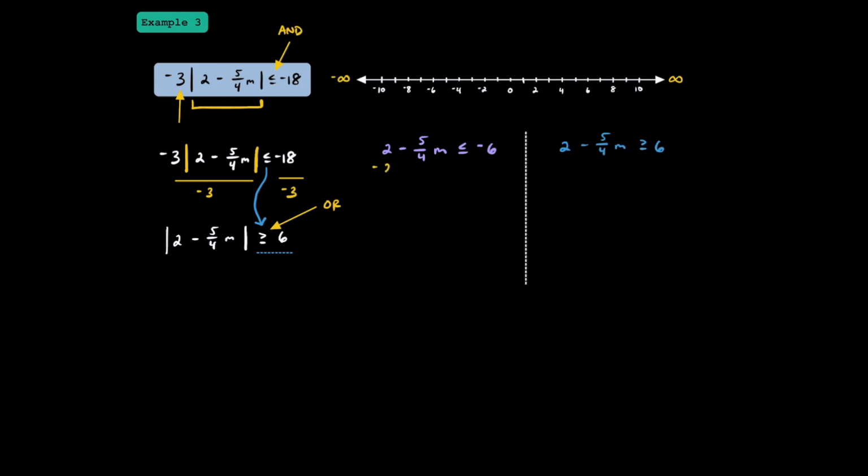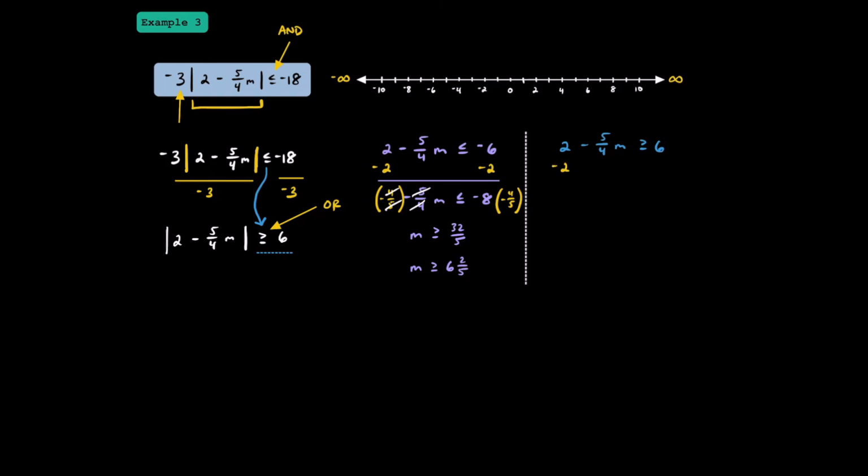To start solving on the left, we're going to subtract 2 from both sides. We're left with negative 5 over 4m is less than or equal to negative 8. And we can multiply both sides by negative 4/5 to cancel out the negative 5/4. Since we're multiplying by a negative value, we're going to switch our inequality symbol to a greater than or equal to, and we'll have positive 32/5. As a mixed number, we can say m is greater than or equal to 6 2/5.